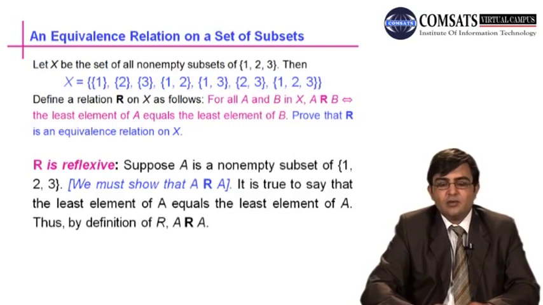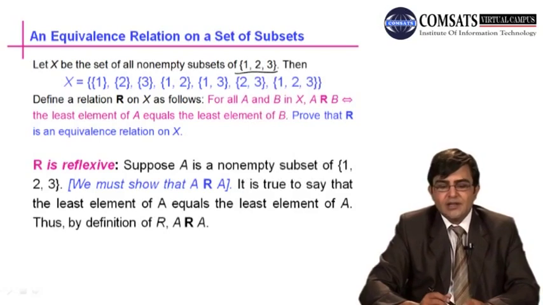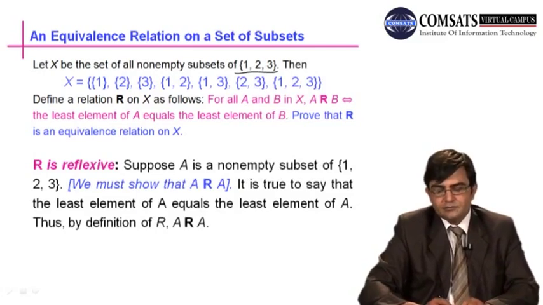Let X be the set of all non-empty subsets of {1, 2, 3}. We have the set {1, 2, 3}, and X is basically the power set of this set. We define the relation R on X as follows. For all A and B in X, A is related to B if and only if the least element of A equals the least element of B. So we define another relation on this power set of {1, 2, 3}.